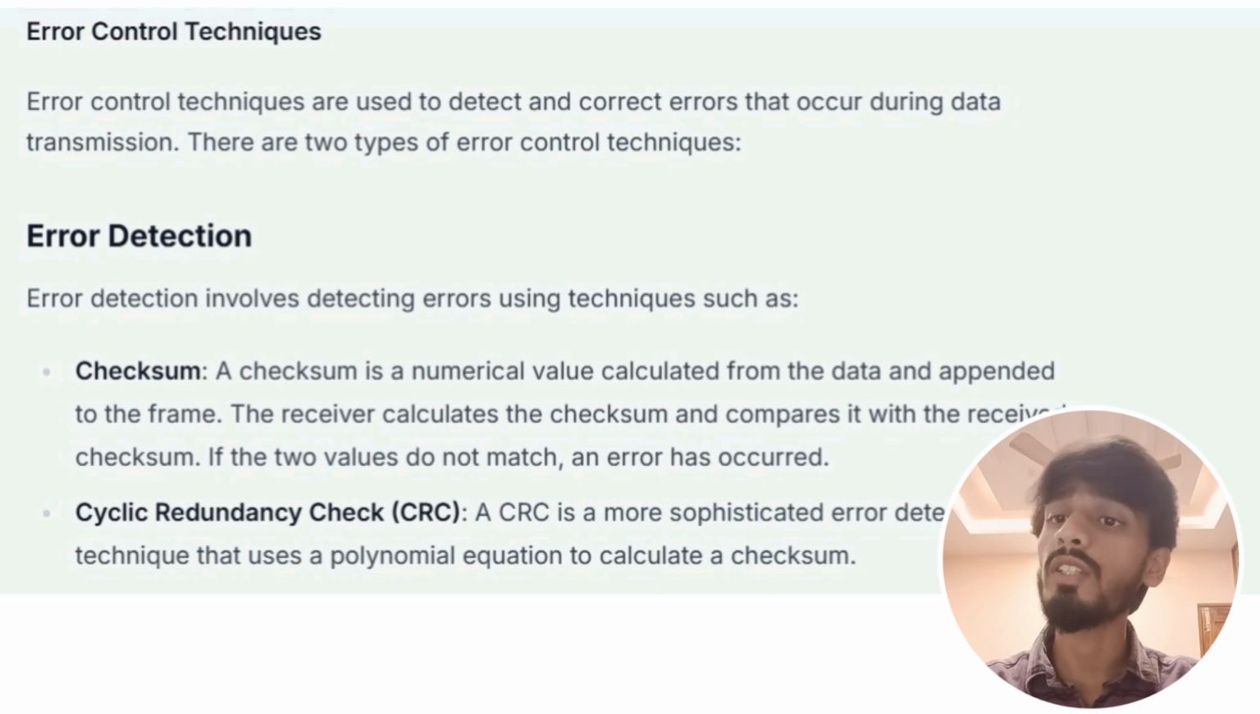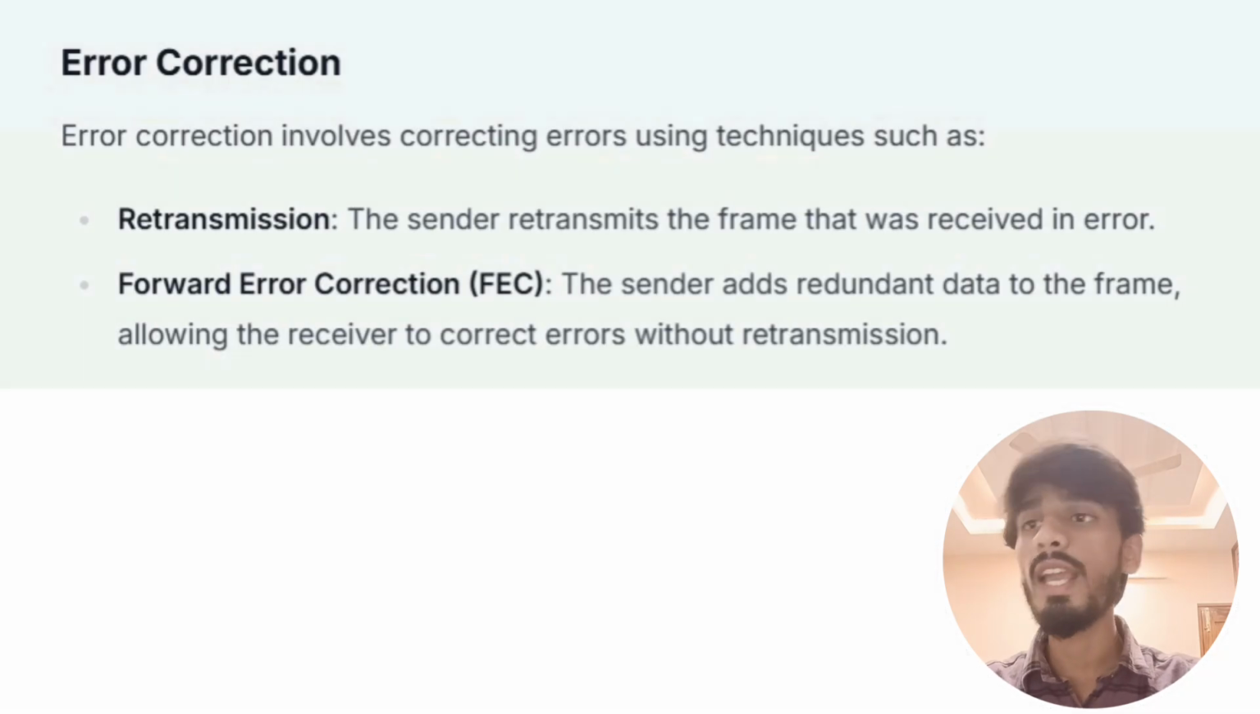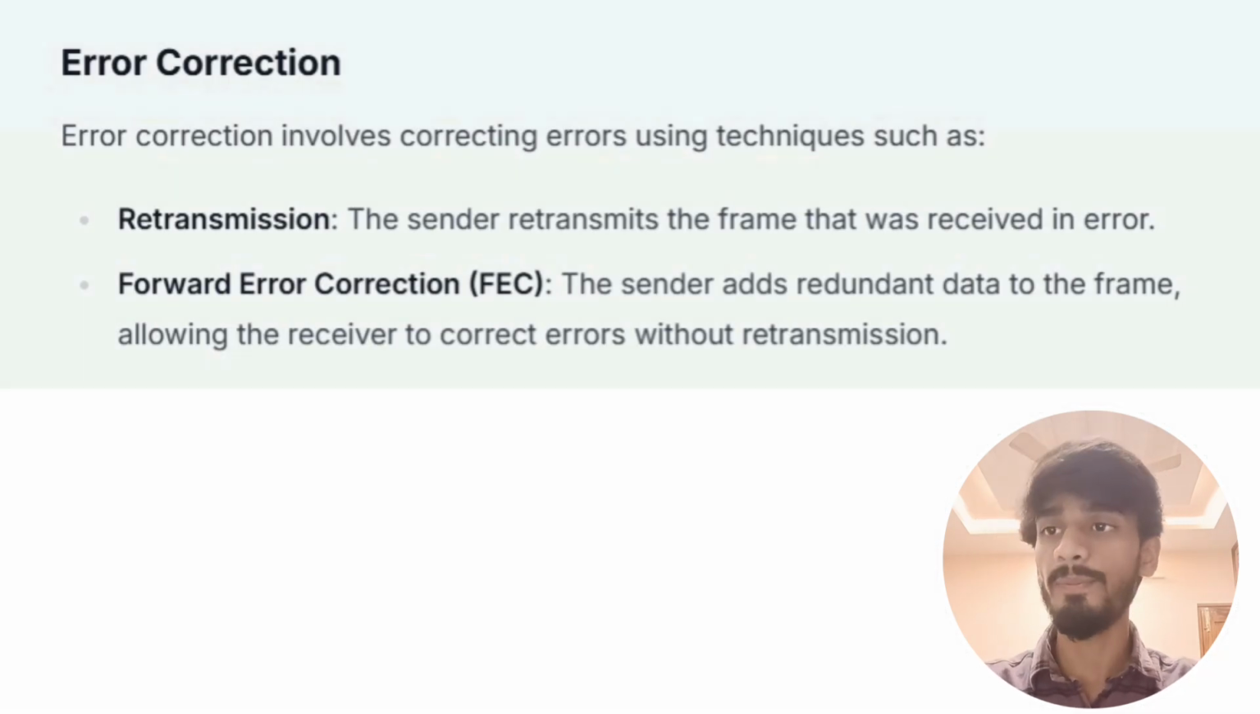A checksum is a numerical value calculated from the data and appended to the frame. The receiver calculates the checksum and compares it with the received checksum. If the two values do not match, an error has occurred. Next, CRC. A CRC is a more sophisticated error detection technique that uses a polynomial equation to calculate a checksum. Error correction involves correcting errors using techniques such as retransmission and forward error correction.